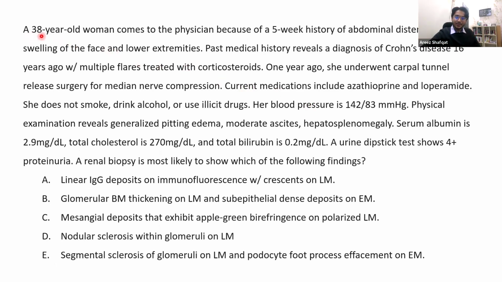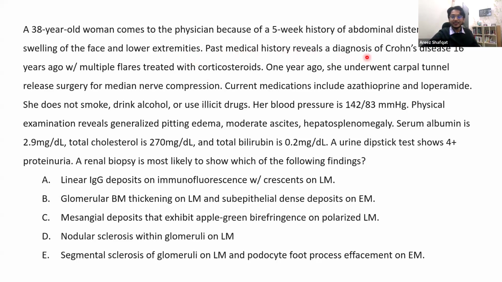So this is a bit more difficult. A 38-year-old woman comes to the physician because of a 5-week history of abdominal distension and swelling of her face and lower extremities. So again, all nephritic or nephrotic syndromes basically cause generalized edema, ascites, abdominal distension, lower limb swelling, and periorbital edema. Okay.